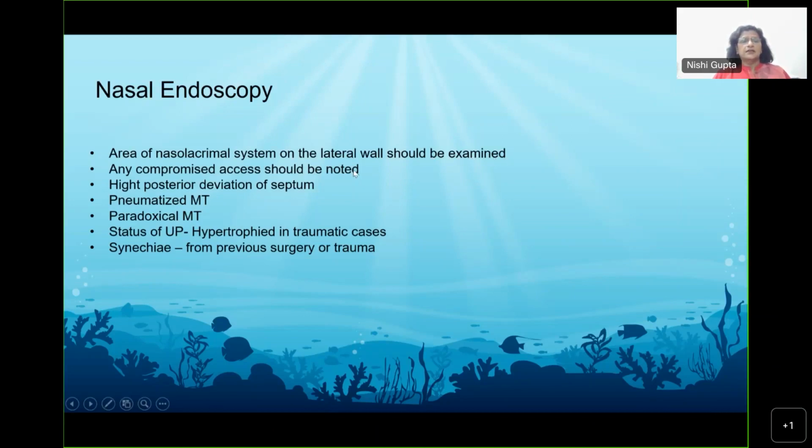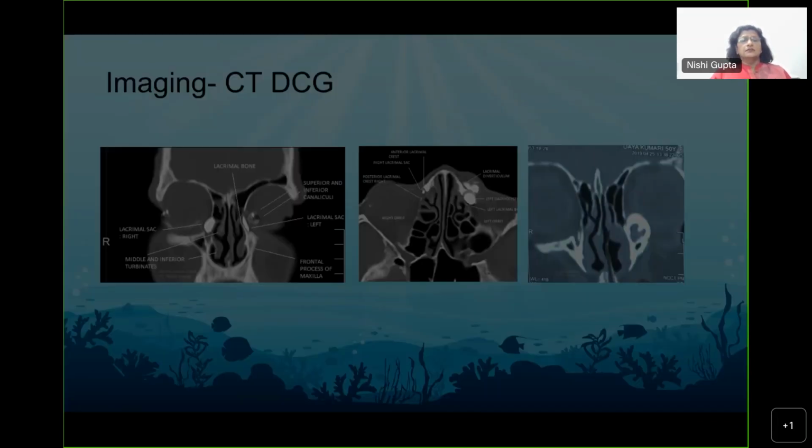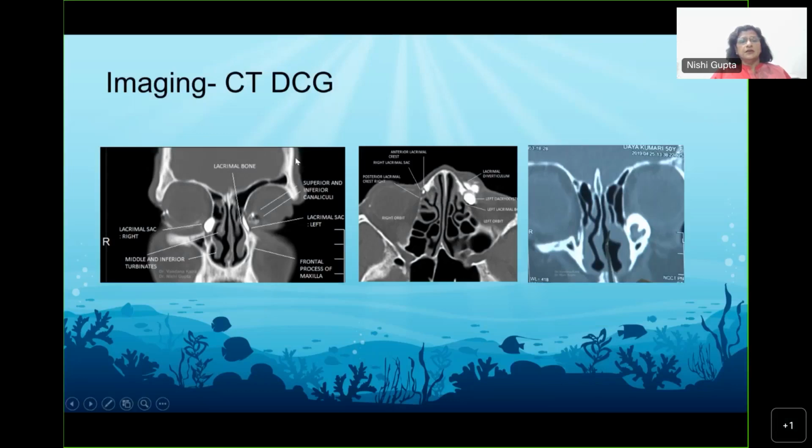Any compromised access in that area should be noted, which could be due to high posterior deviation of the septum, a pneumatized middle turbinate, a paradoxical middle turbinate, and status of uncinate process, which is very important. It is often hypertrophied in traumatic cases, and it tends to encroach the maxillary line, which is the landmark for finding the lacrimal sac. We should also note the synechia from previous surgery and should not be taken by surprise on the table. And the last point in the investigation is imaging.